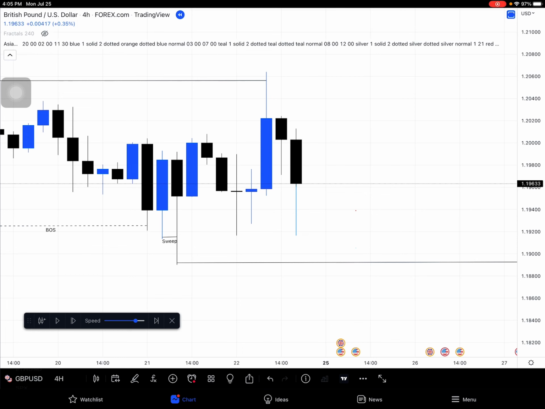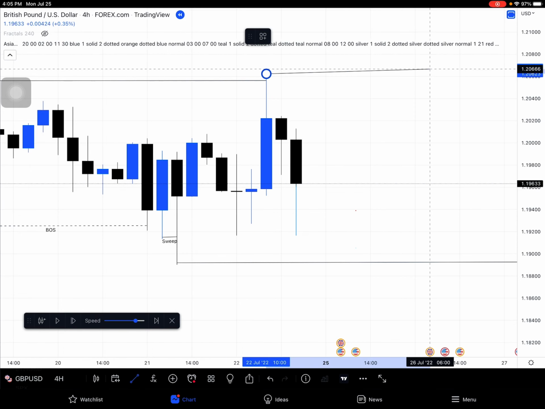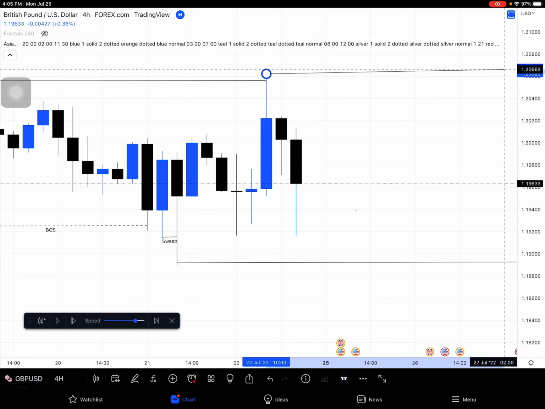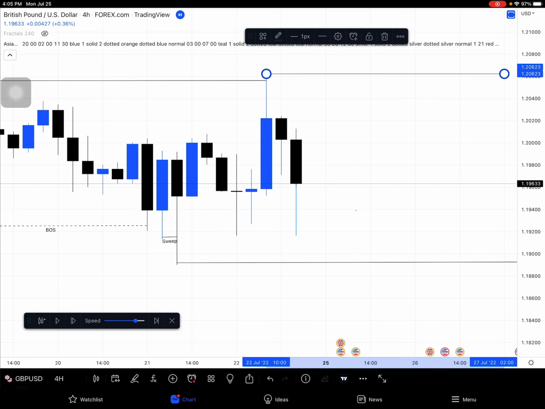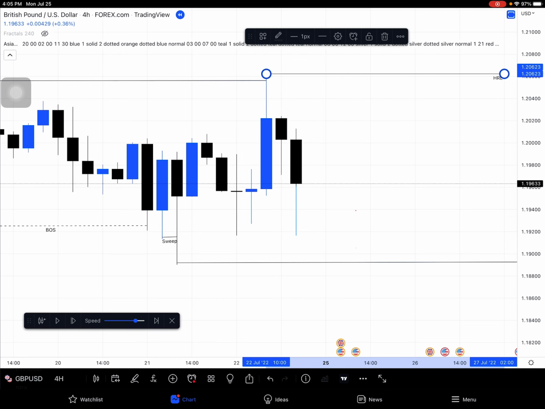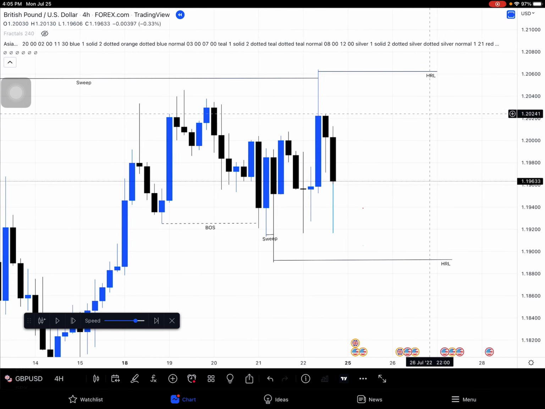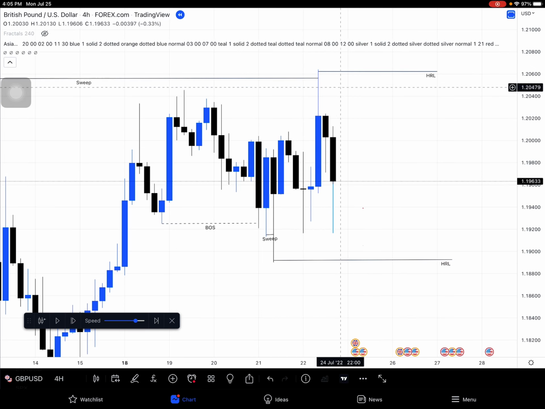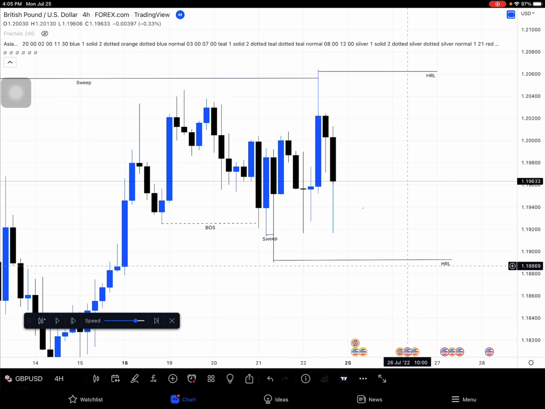So now let me draw a high resistance liquidity over there as well. Okay, so now I'm thinking that the market will play in this zone today. Because that's a high resistance liquidity, and that's a high resistance liquidity, this is the latest one. So I'm thinking that the market will eventually go to this point, and take it till this point somewhere.